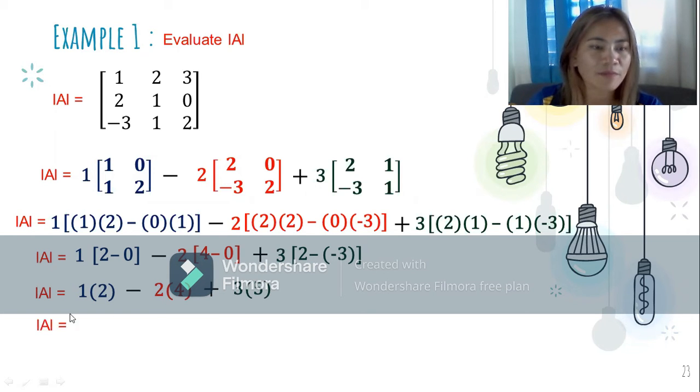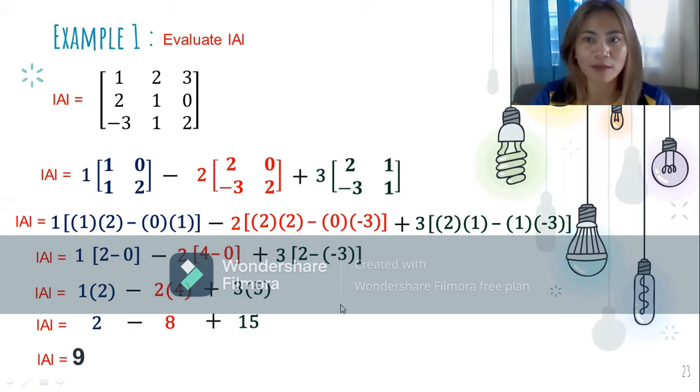So you have 1 times 2, 2. Minus 2 times 4, 8. Plus 3 times 5, 15. So 2 minus 8 plus 15 is equal to, yes, 9. Do you have the same answer using the Saros rule? Yes, we have the same answer.